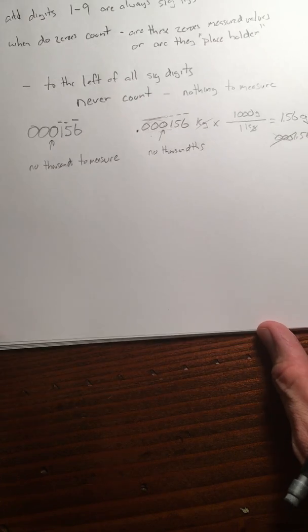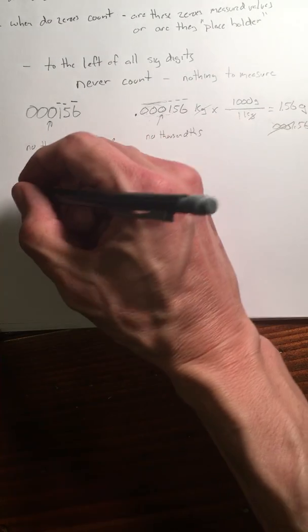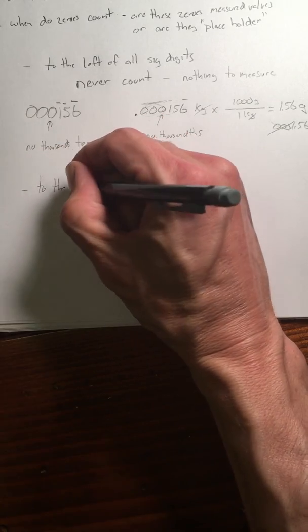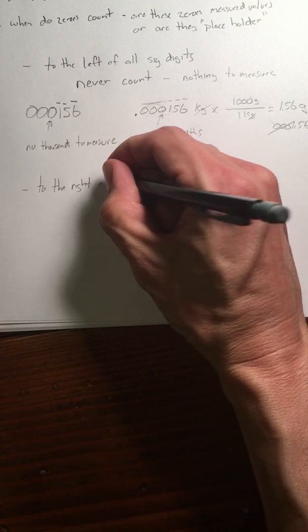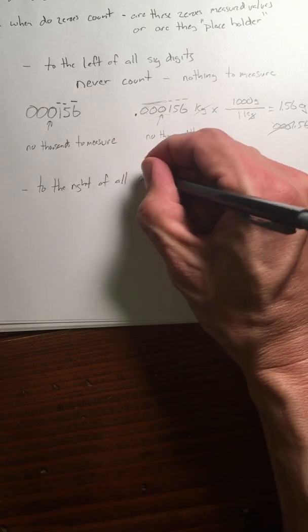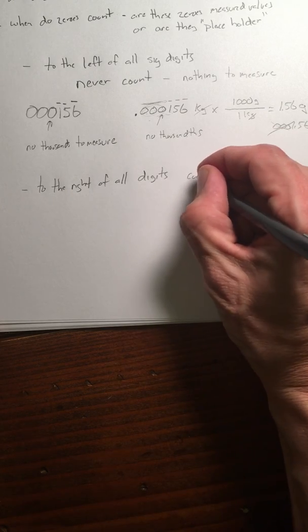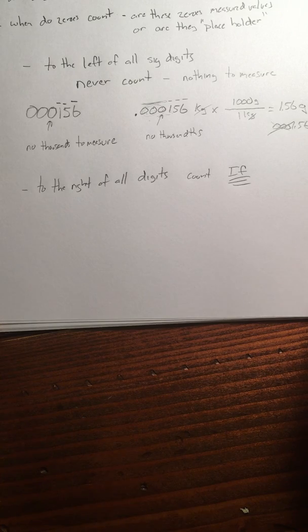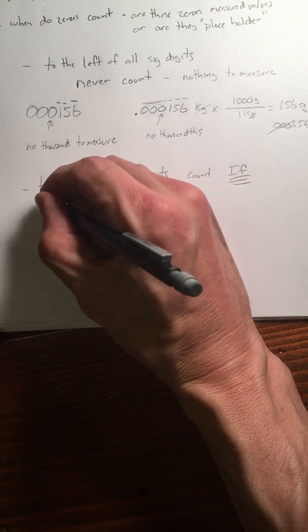Now, you could also have zeros to the right of all digits. These ones count if they are also to the right of the decimal place.